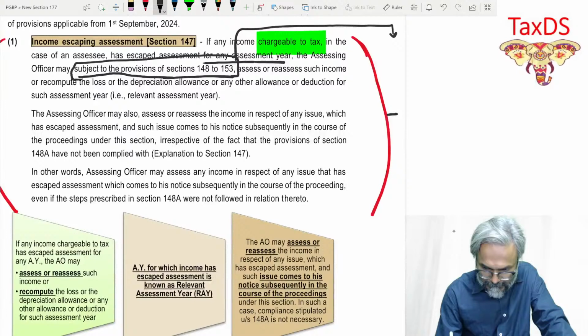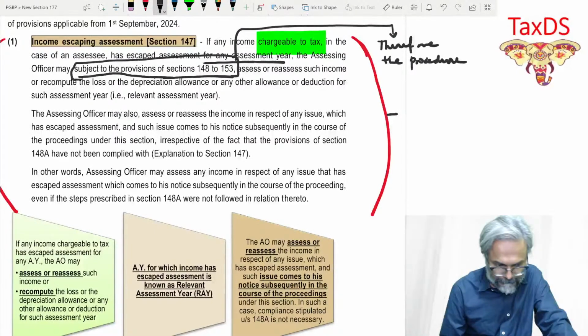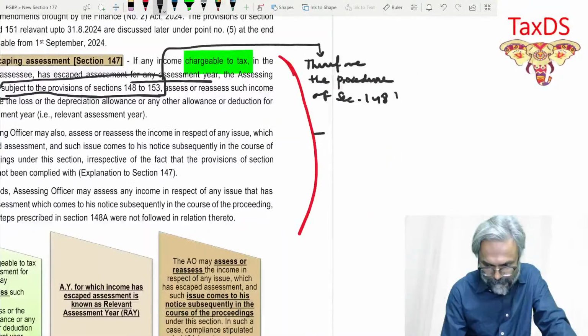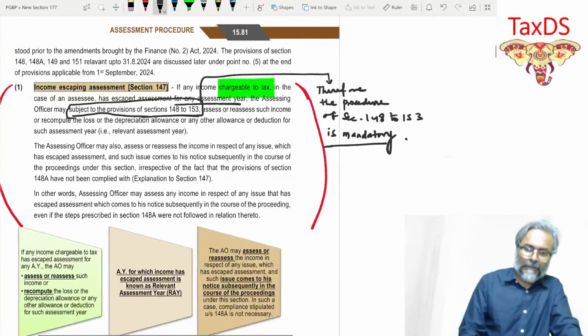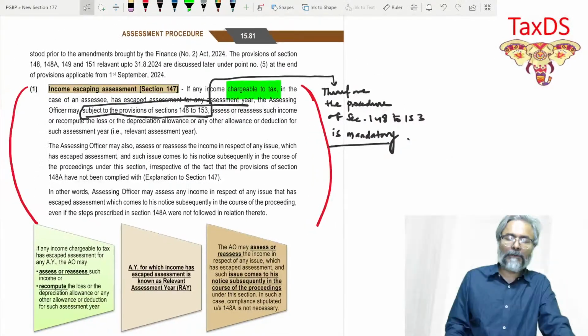Therefore, the procedure of section 148 to 153 is mandatory. Students, just write this much. Therefore, the procedure of section 148 to 153 is mandatory. Is that clear? Just keep that in mind.